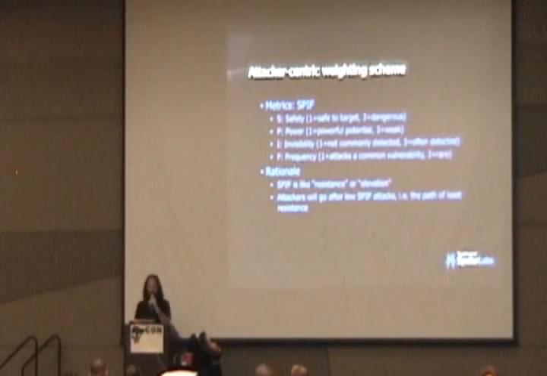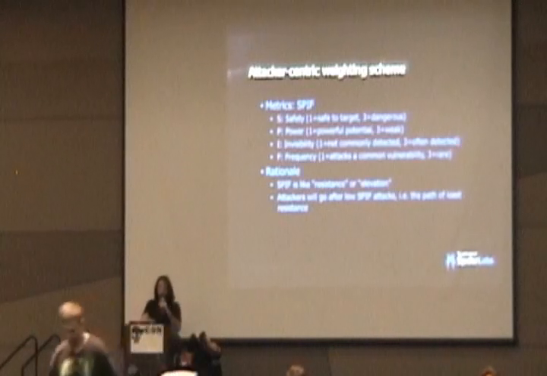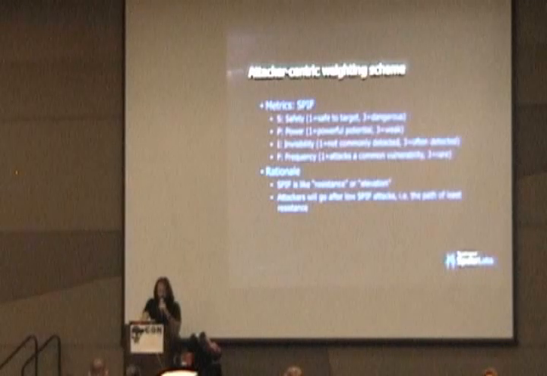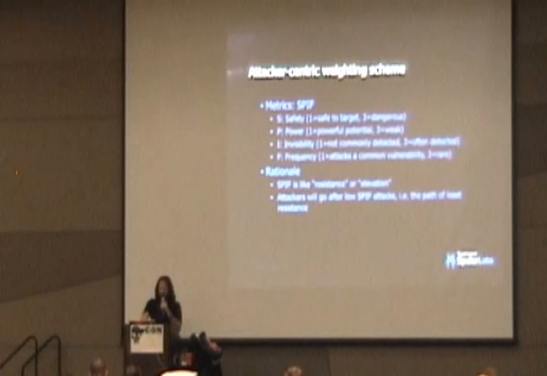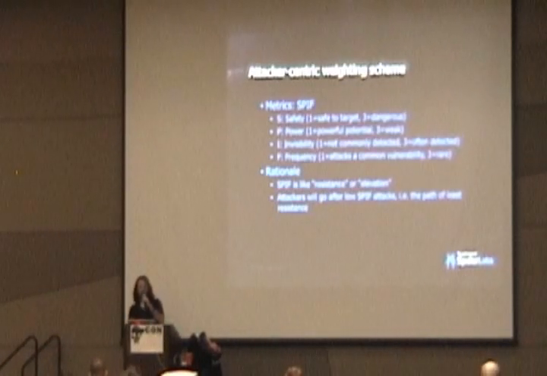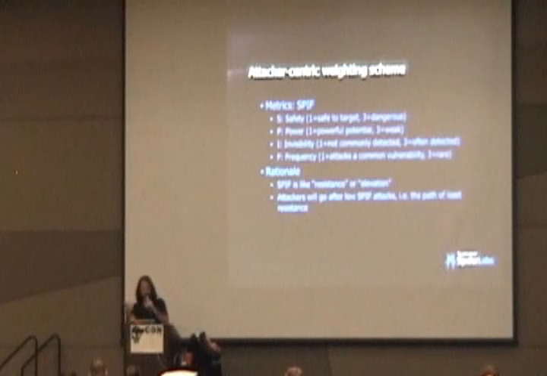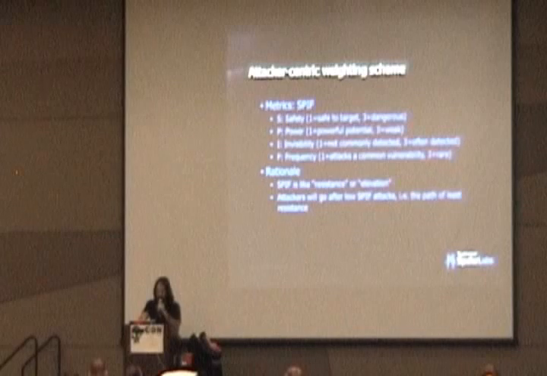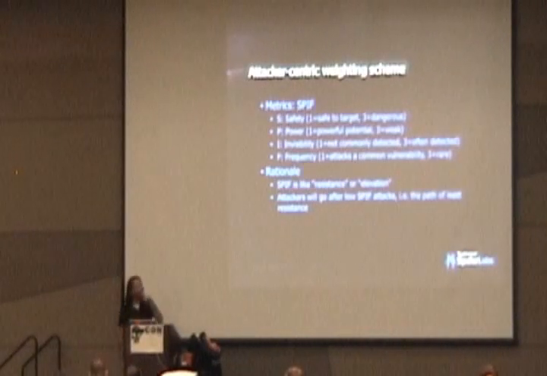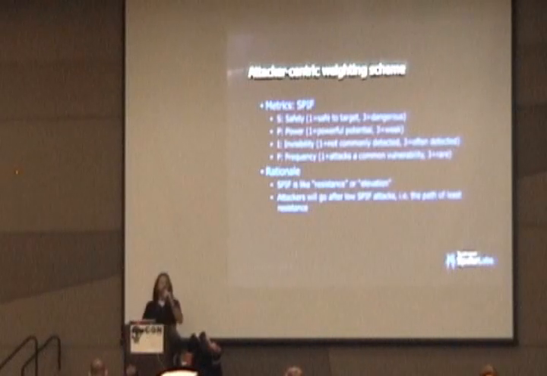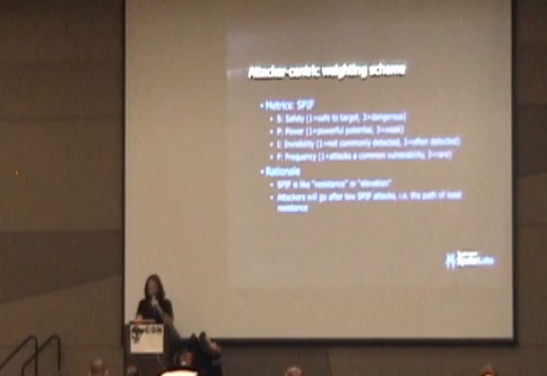Invisibility, that's straightforward. It's the converse of detectability. And then frequency is how common this vulnerability is. I think this lines up pretty well with the other metrics that are out there. But basically, from an attacker's point of view, you want to know, should I be spending my time tracking this down? What's the chance I'm actually going to run into it?